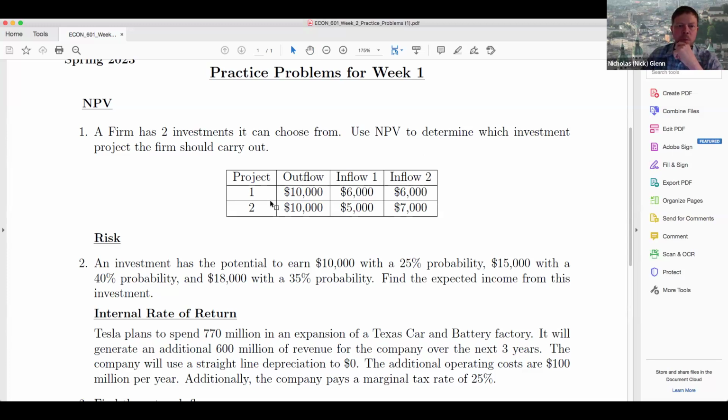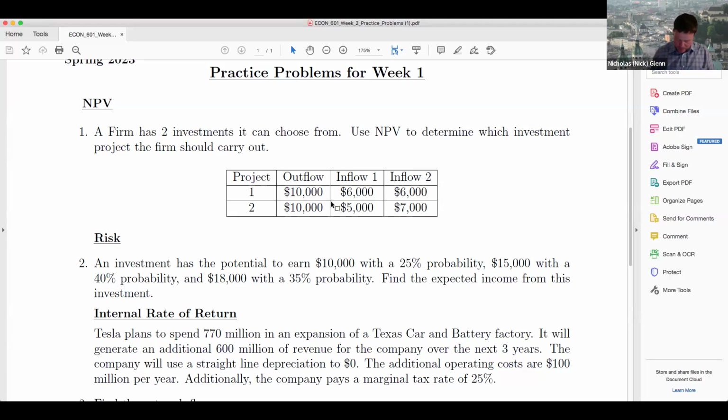Okay. What about project 2 here? Well, it costs the same amount. You have to make this $10,000 investment. It generates $5,000 a year from now and $7,000 2 years from now. Now, both of these projects are going to generate $12,000 of income in 2 years. But as we'll see, their net present value is going to be different, because the further away we get this income, the less it's worth.